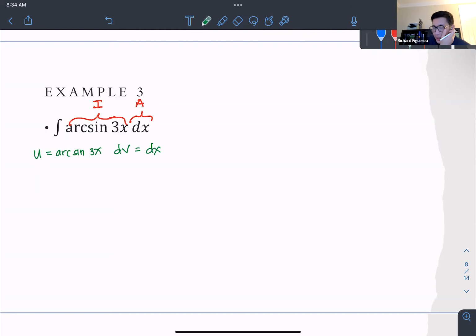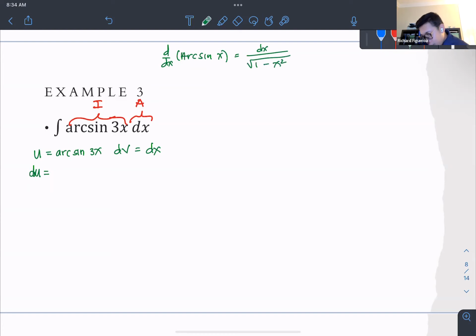Otherwise, pag dinerive mo yan, magiging second derivative. Okay? So kaya lagi siyang, yun yung magiging dv mo. So pag in-integrate mo siya, that is just x. Okay? So u dv. So once we derive that, anong derivative ng arc sine 3x? So remember the formula? What's the derivative of arc sine x? dx over the square root of 1 minus x squared.